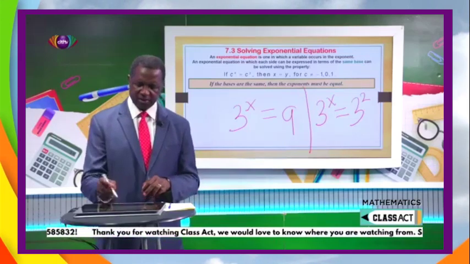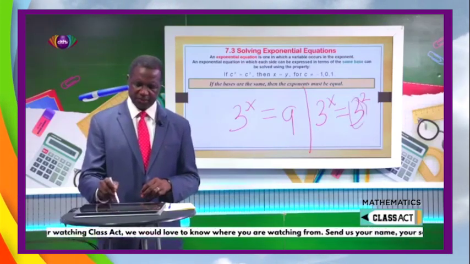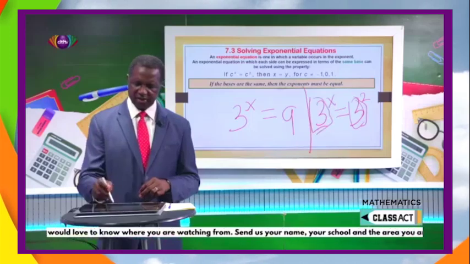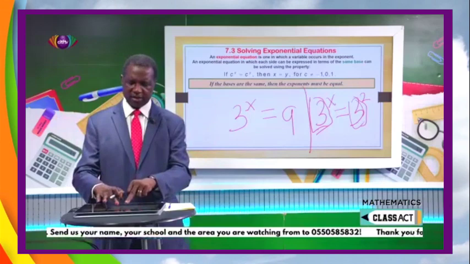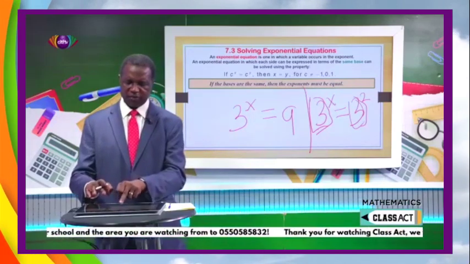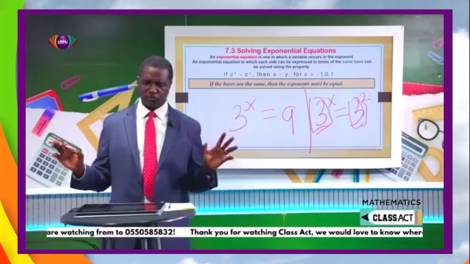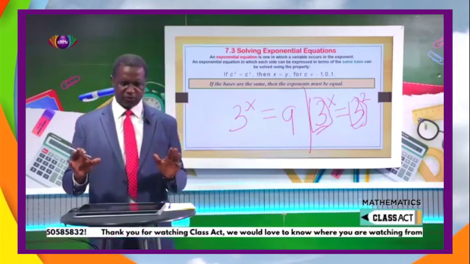3 is here. We have 3 here. 3 is here. 3 is here. And then x equals 2. When I block the two 3's, I'm left with x and 2. Therefore, x equals 2. Simple. I'm sure you get that.